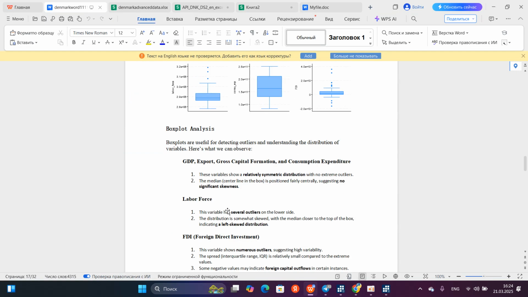Box plot analysis. Box plots are useful for detecting outliers and understanding the distribution of variables. Here is what we can observe: GDP, export, gross capital formation, and consumption expenditure. These variables show a relatively symmetric distribution with no extreme outliers.